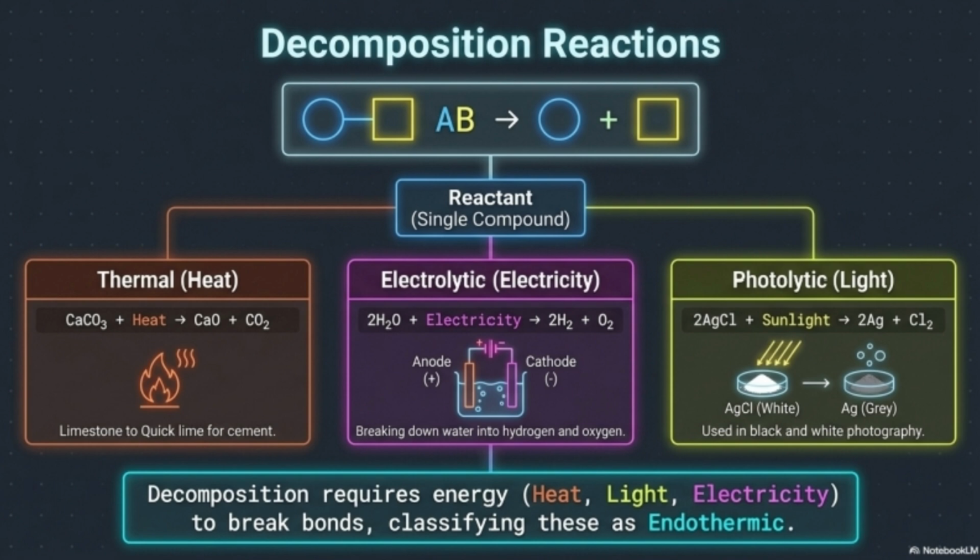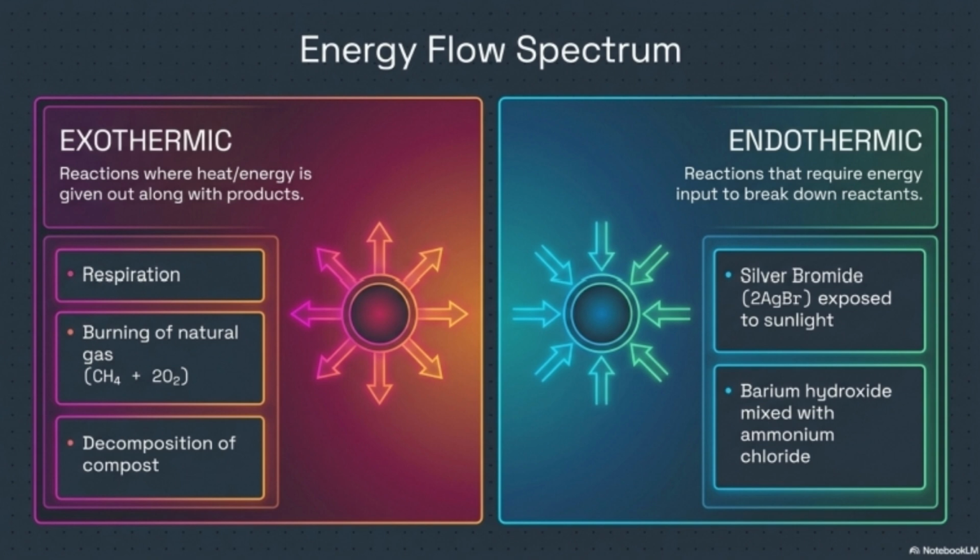Next is the exact opposite, decomposition reactions, where a single reactant breaks down into multiple outputs. This requires an input of energy, making them endothermic. This energy can come from heat, like breaking down limestone into quicklime, electricity, like splitting water into hydrogen and oxygen, or light, like silver chloride turning gray in sunlight, a reaction famously used in old black and white photography.